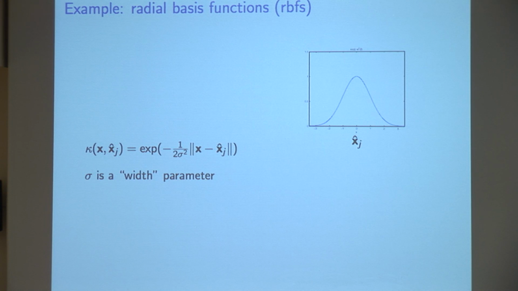Most popular example being the unnormalized Gaussian. But there are others. Little catch here: there's a little parameter, which is the width parameter. That winds up playing a pretty huge role in how these things behave. I should say more about that in a bit.